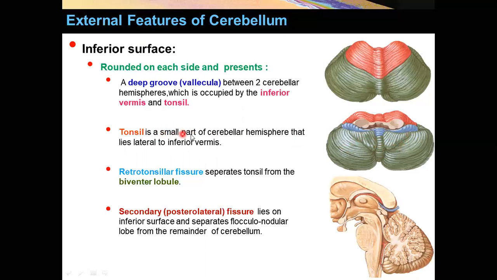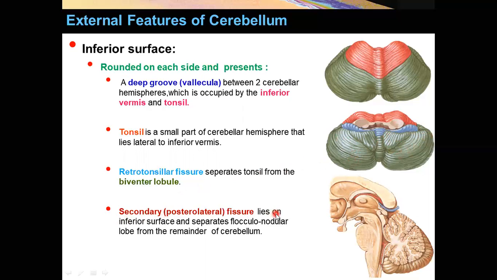Now, the tonsil is a small part of the cerebellar hemisphere that lies lateral to the inferior vermis. Behind the tonsil, there is a fissure, which is called the retrotonsillar fissure. As you see, this retrotonsillar fissure separates the tonsil from the biventer lobule.